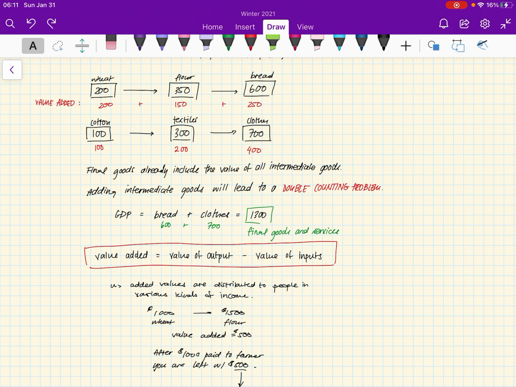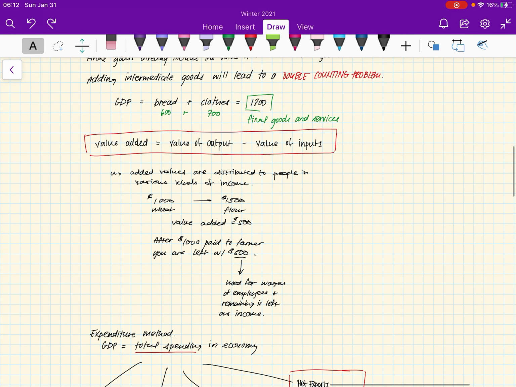Final goods, as you can see, already include the value of all intermediate goods. Therefore, adding the intermediate goods will overestimate GDP, which can lead to the double counting problem. GDP will be calculated from the value of the final goods, which is $1,300. So this is our formula for value added. Added values are also distributed to people in various kinds of income. So if $1,000 of wheat is used to produce $1,500 worth of flour, that value added, that $500, will be distributed amongst employees and the owner as income.